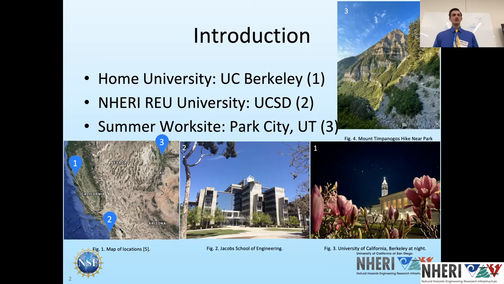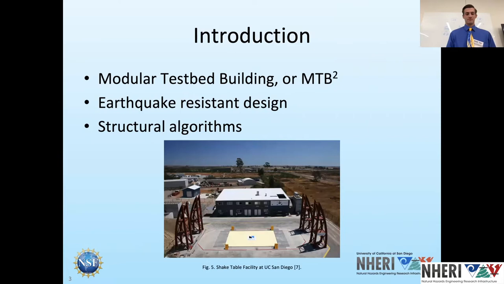This site is home to a large high-performance outdoor shake table, which is currently being upgraded to 6 degrees of freedom. For my summer project, I was assigned to work on the modular testbed build, or MTB squared. This project aims to test three types of different buildings, all of which have modular framing systems. In addition, we aim to verify computer algorithms for structural behavior predictions and create new identification algorithms based on experimental data.